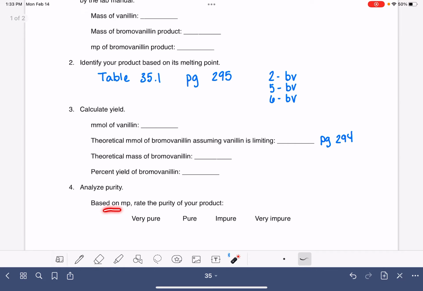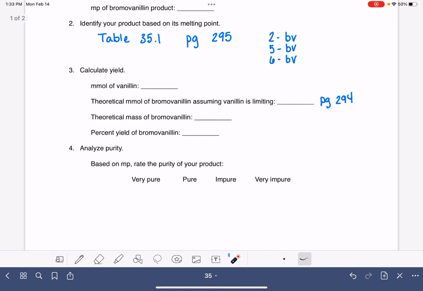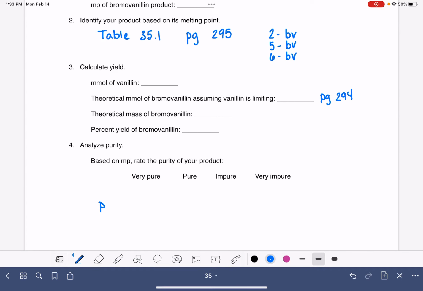Analyze the purity by taking a look at the melting point of your product, comparing it to the published melting point in table 35.1, and decide if you think that the melting point indicates that it is pure. Very pure things are obviously going to have a melting point that is very close or exactly the same as the published melting point, and also with basically no range or very little range in the melting point, meaning that it melts at 150 or it melts from 150 to 151, a small range of temperature over the melting process.